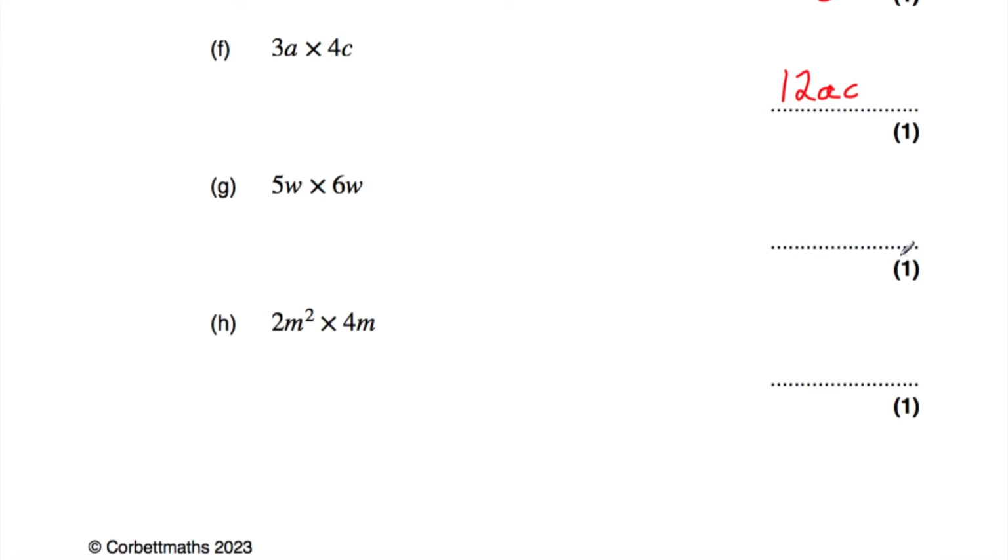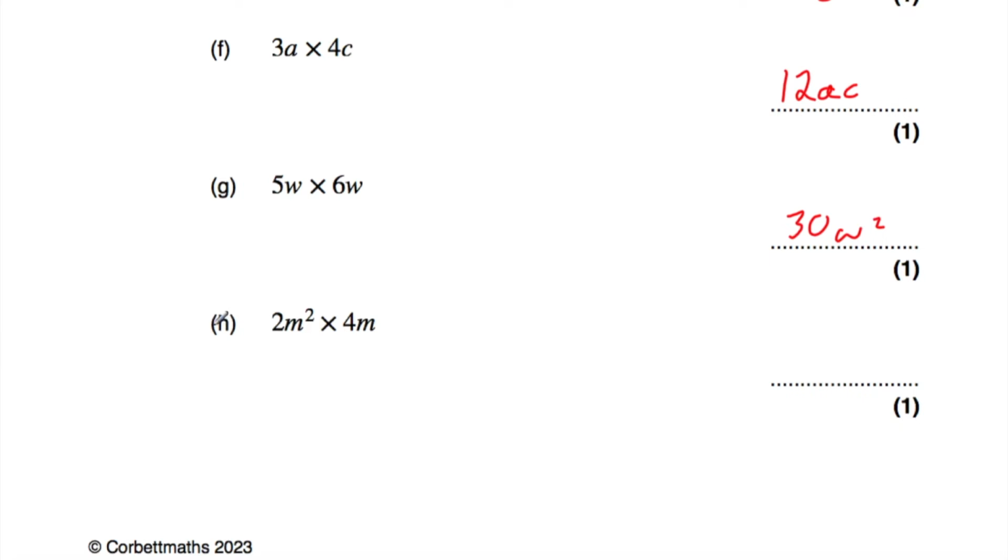Okay, let's have a look at part G. Part G, we've got 5w times 6w. So let's do 5 times 6. 5 times 6 is 30, so that's 30. And then we've got w times w. Well, w multiplied by itself will be w squared. So the answer would be 30w squared.